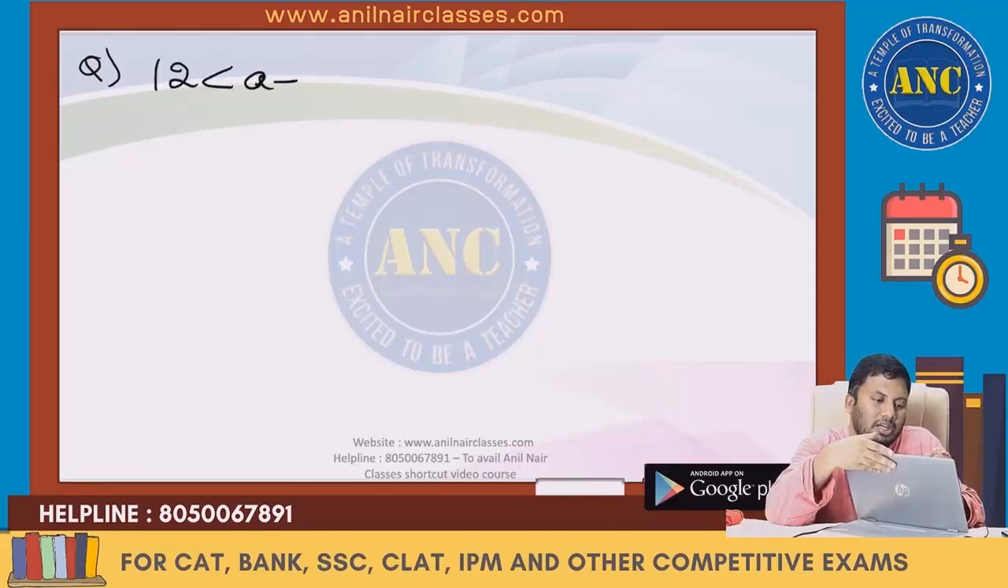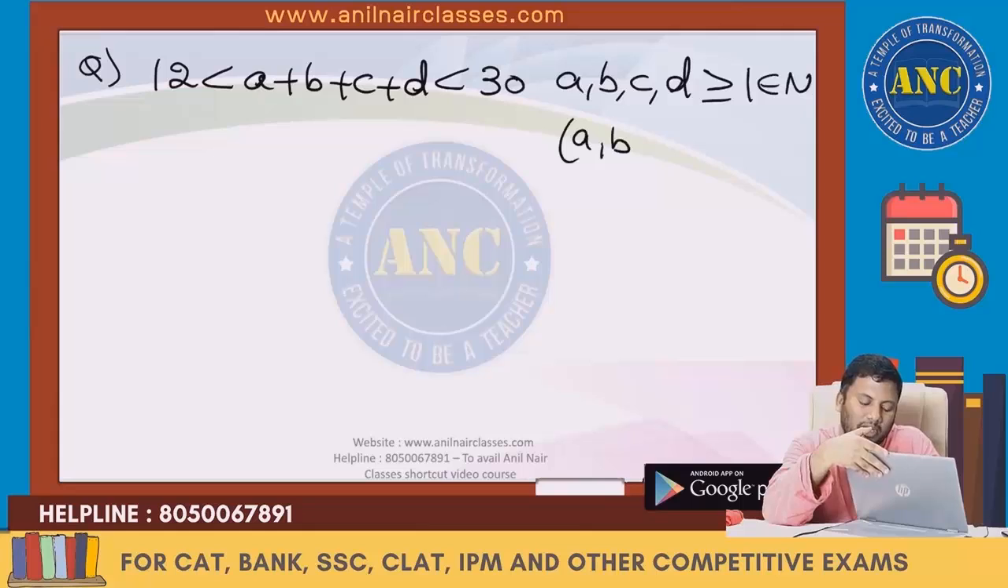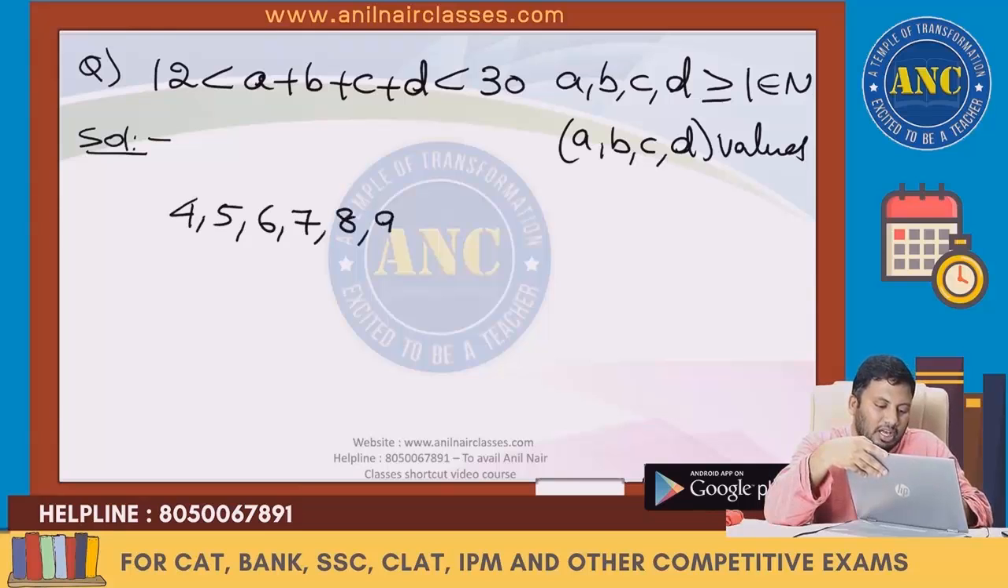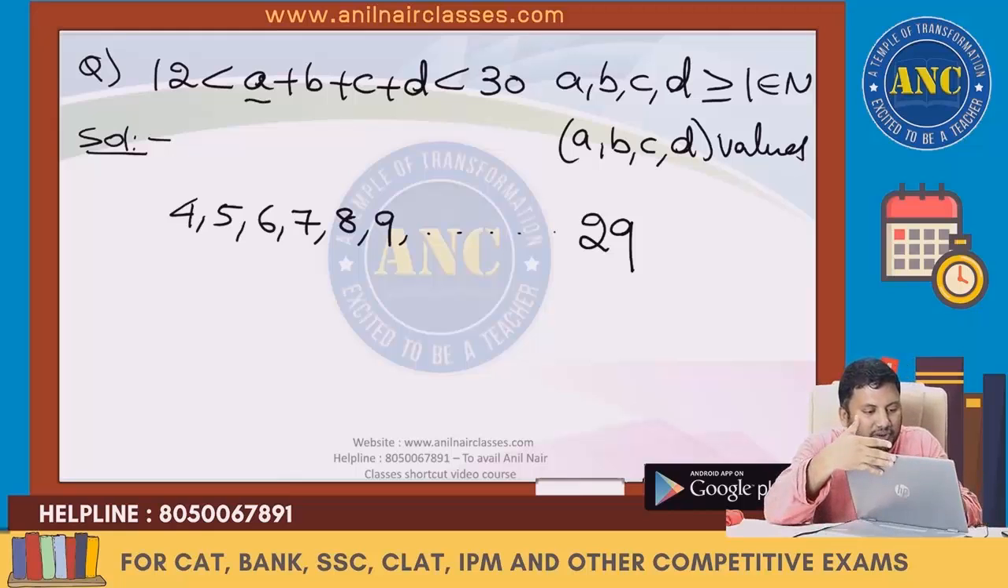12 less than A plus B plus C plus D less than 30, where A, B, C, D are greater than or equal to 1 and are natural numbers. How many values will A, B, C, D take? The lowest sum is 4. Then 4, 5, 6, 7, 8, 9, and it goes on up to 29. This is for this equation.